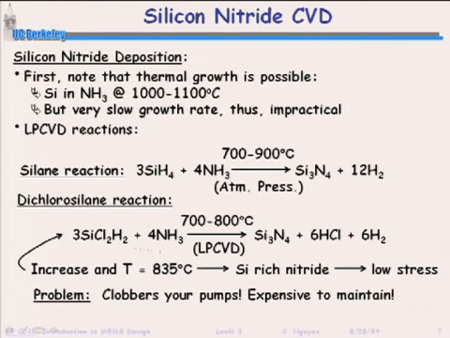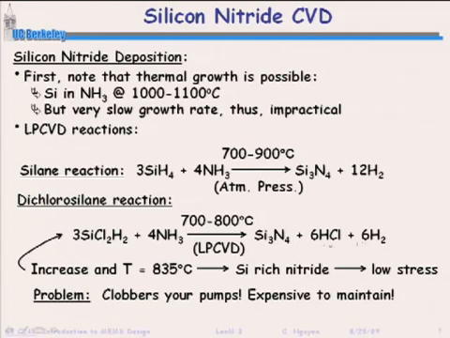Now if you increase the temperature to 835 degrees C and you increase the flow ratios where the silicon is a little bit higher, you'll get silicon-rich nitride. People will argue silicon-rich nitride is better than stoichiometric nitride, which is Si3N4, because it's lower in stress. That's not that important for a CMOS process, but for a MEMS process, that's everything. Now, the problem with silicon-rich nitride is it's not easy to run.